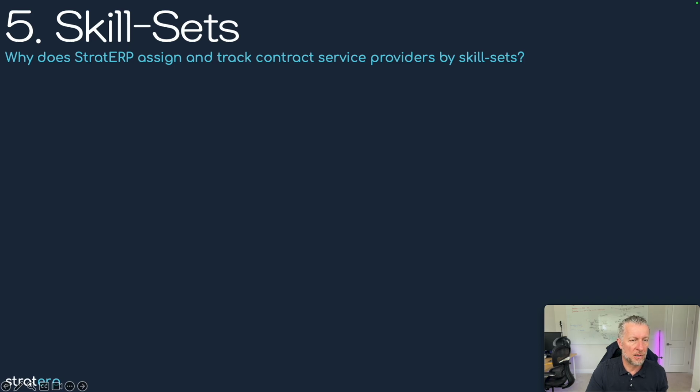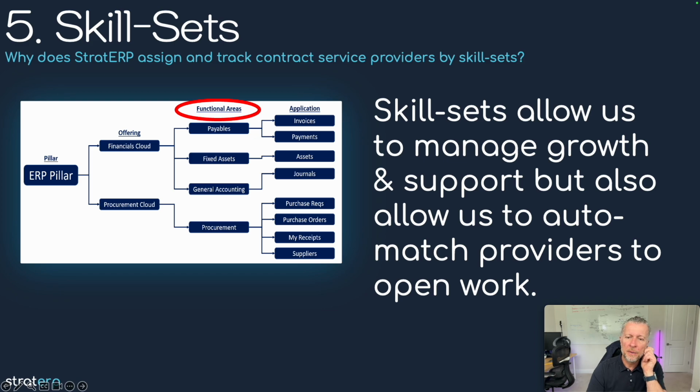So why does Strat ERP assign and track contract service providers by skill set? Well, skill sets allow us to manage growth and support, but also allow us to auto-match providers to jobs. So just like I said in the prior slide, you want to group them because they're easier for the MP or the managing provider to support. But also, we tend to tag resources by skill set, and we use this web-based application called Panomere as a way to match. It's the match.com, if you will, for Oracle Cloud resources. So defining your skill set clearly allows us to do that.